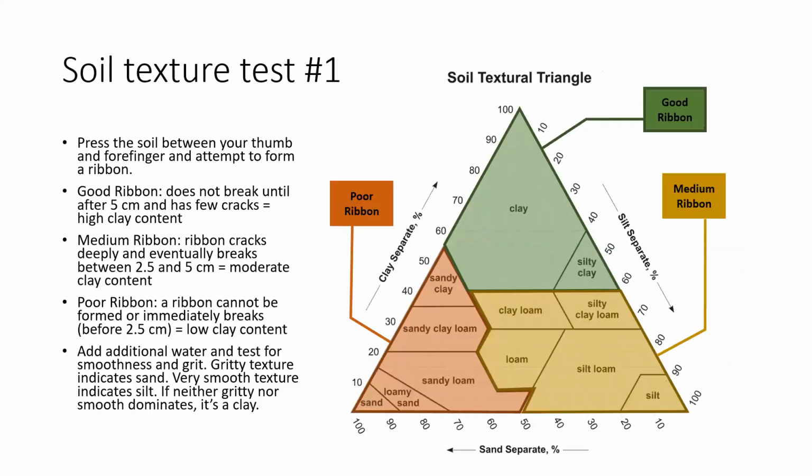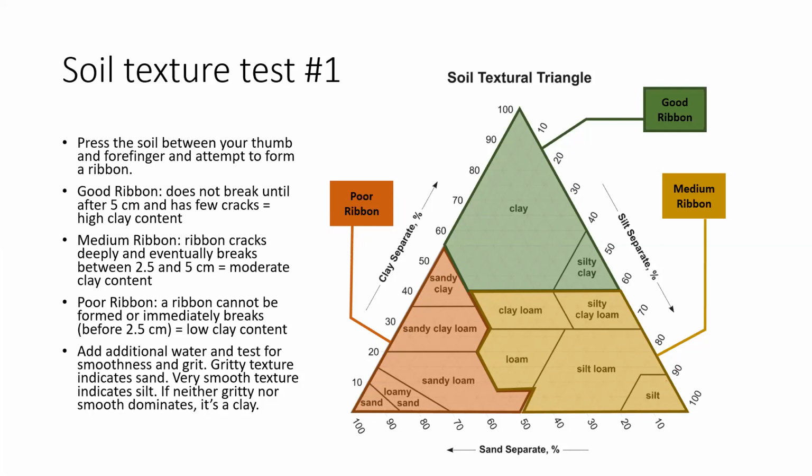So to give you some ideas of soil tests that we could do, you could actually identify the soil texture, so the amount of clay, silt, and sand, by wetting the soil, rolling it into a ball, and pressing that ball out with your thumb and forefinger to try to form a ribbon. If it forms a good ribbon, and it doesn't break until maybe after 2 inches, 5 centimeters, it has a high clay content, and then you're in the green part of this triangle, the soil texture triangle.